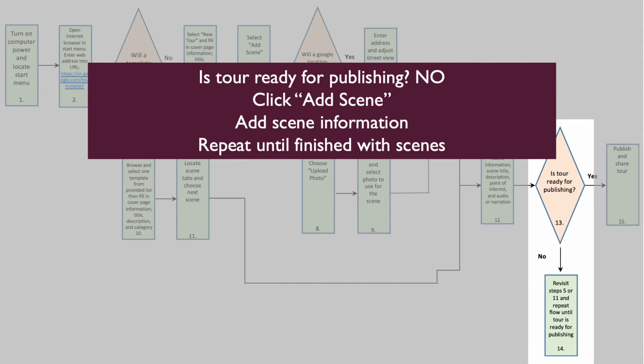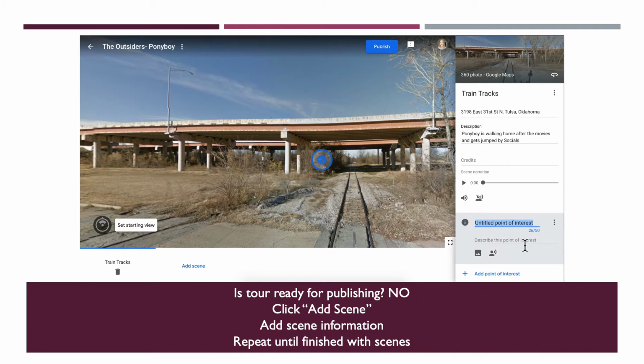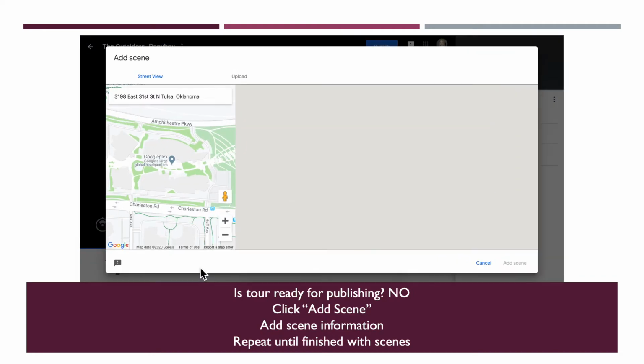Is your tour ready for publishing? No. Click Add Scene, then Add Scene Information, and repeat until you have finished with all of your scenes. Three points of interest. For this scene, I am not going to. I will show you in a couple of scenes how to add a point of interest, but this is where you will go to do that. So for now, we're going to click Add Scene to start another scene.